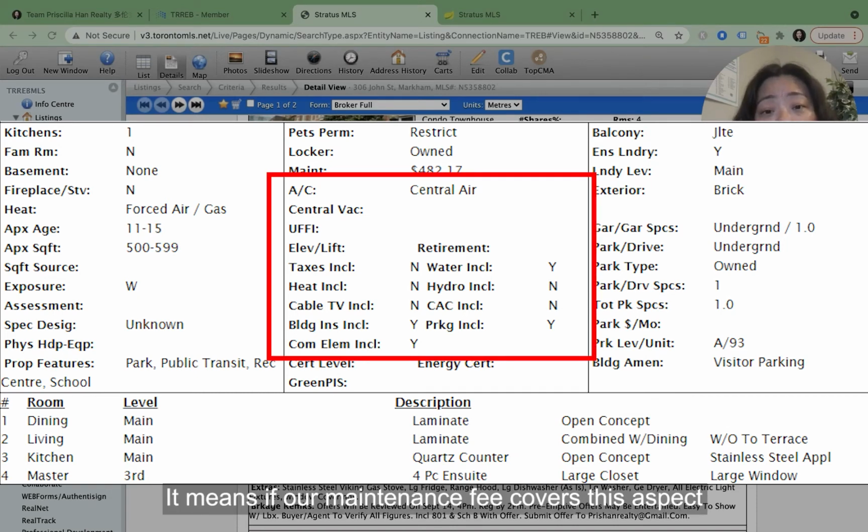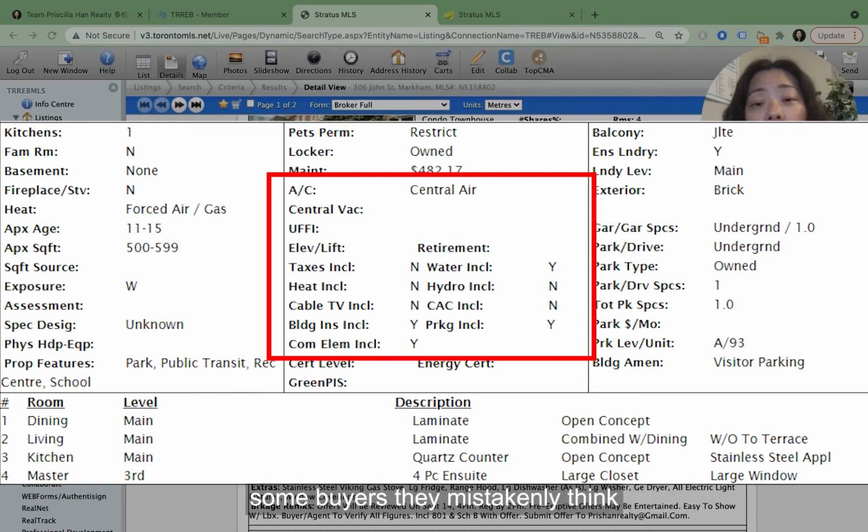It means whether our maintenance fee covers this aspect. For example, it does not include the property tax, but it does include water, right? So some buyers mistakenly think this means this property has or does not have this service. No, it only means the maintenance fee includes or excludes this fee.